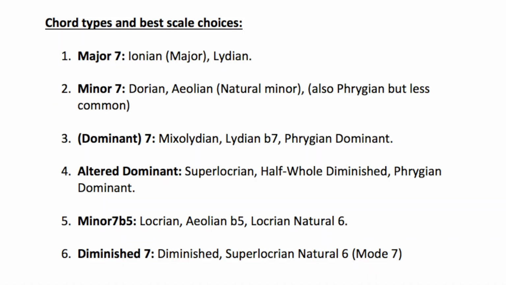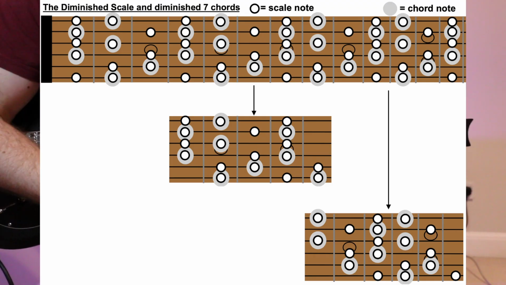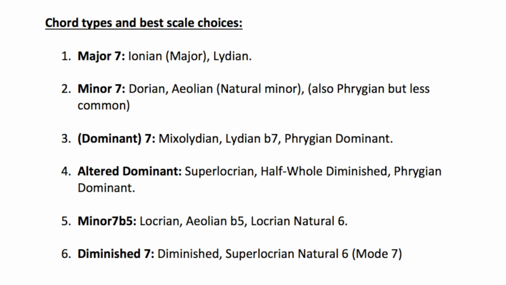But finally, over a diminished 7 chord, we can use the diminished scale, which is a series of half and whole steps that looks like this. Or we can use Superlocrian natural 6, also known as mode 7 of harmonic minor. It's a bit of a weird one, it sounds a bit weird, it's difficult to use, so I tend to just stick to the diminished scale in this situation.